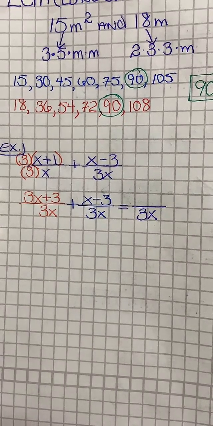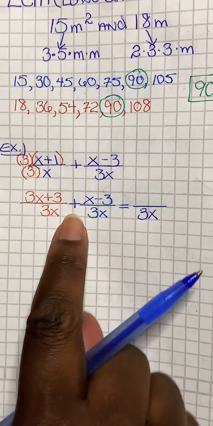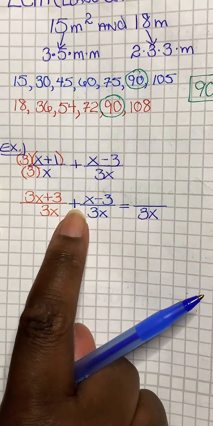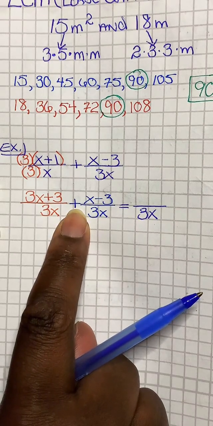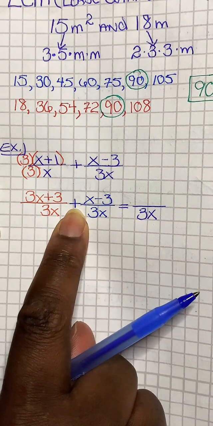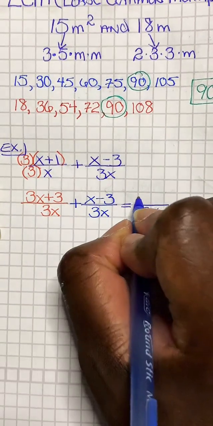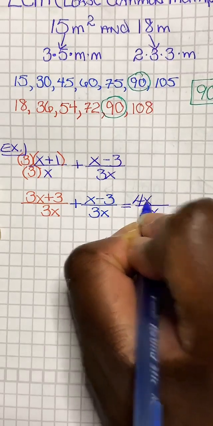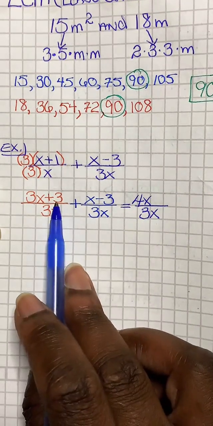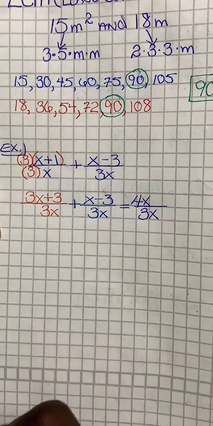Okay, we're not cross-multiplying. The only way you cross-multiply is if instead of a plus sign, it's an equal sign. All right? So what do we get? Yes, 3x plus x gives me 4x, and 3 plus negative 3 gives me 0.